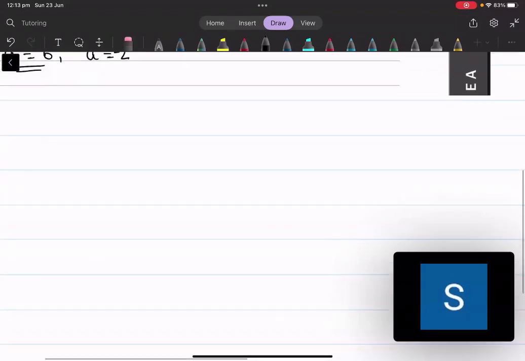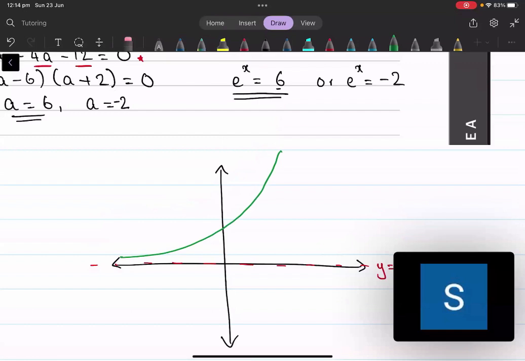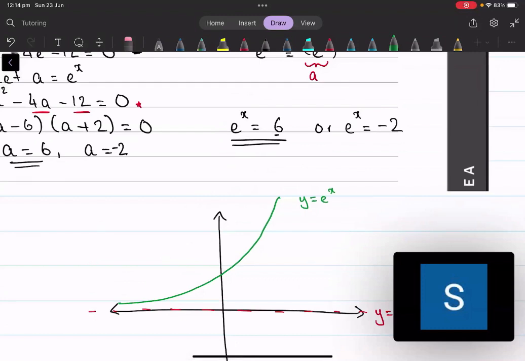If we visualize the graph of e to the power of x, if we think back to the shape of our graph, it looks something like this. We have a horizontal asymptote at y equals 0, and our curve looks something like this. What you'll see here is that e to the power of x can never be less than or equal to 0. So it cannot take on any negative values, which means that this solution is not a valid one. So in fact, our quadratic only has one acceptable solution.